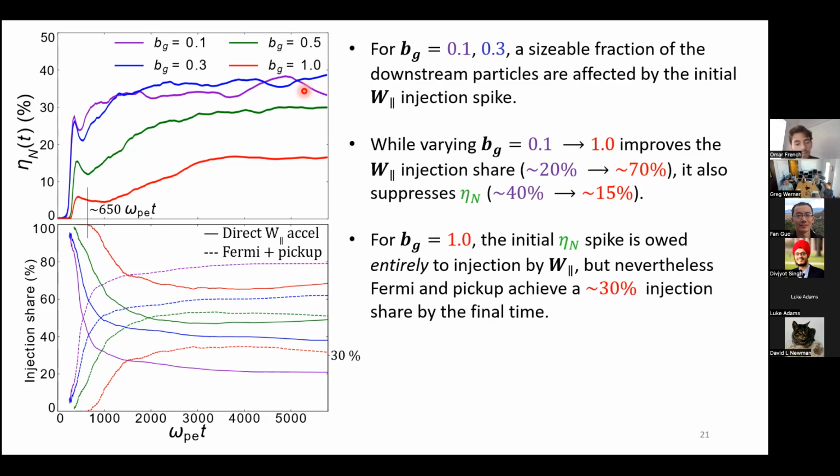And an interesting little fact here is that for a strong guide field of 1.0, that initial A to N spike is owed entirely to W parallel. So as we can see here, this red line remains at 100% during this entire initial spike, but nevertheless, at final times, 30% or so of injected particles are from Fermi pickup, which is quite remarkable, I think.